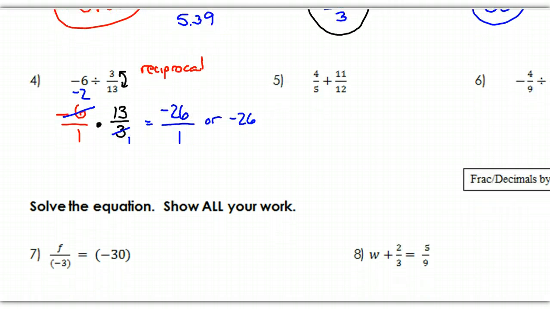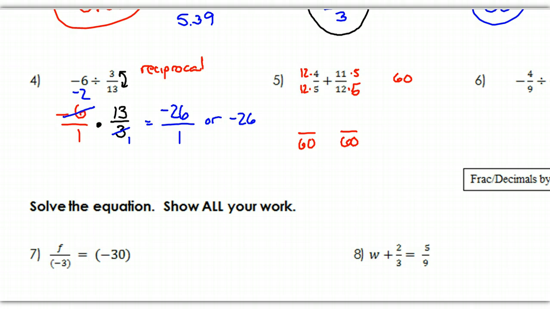In number 5, we have to get a common denominator before we add. So the common denominator between 5 and 12 is actually 60. We need to turn both of these into something over 60. So in the first fraction, we have to multiply numerator and denominator by 12. And in the second fraction, we have to multiply numerator and denominator by 6. Oh, I lied. 5. I don't know what I was thinking. Sorry. 12 times 5 is 60.